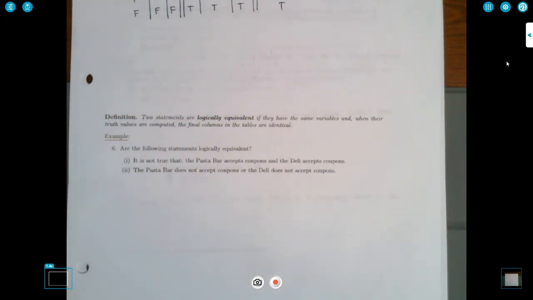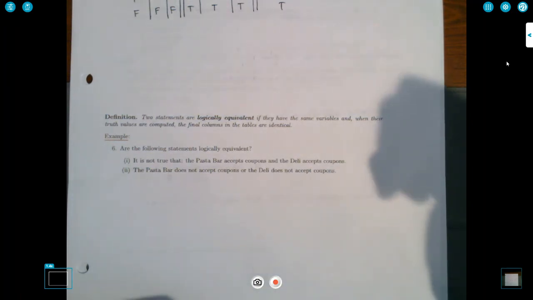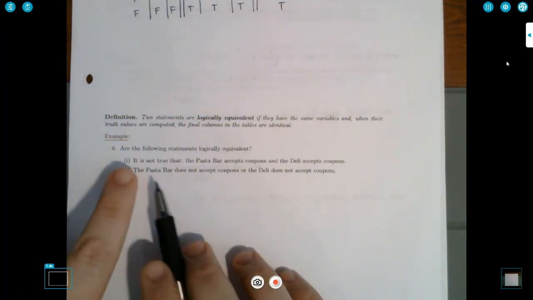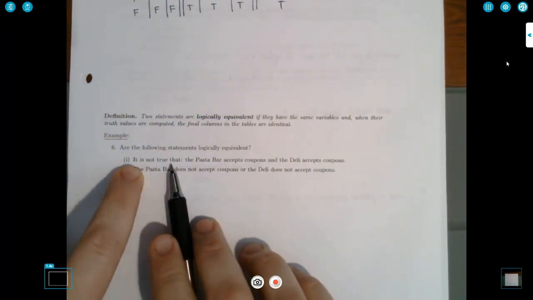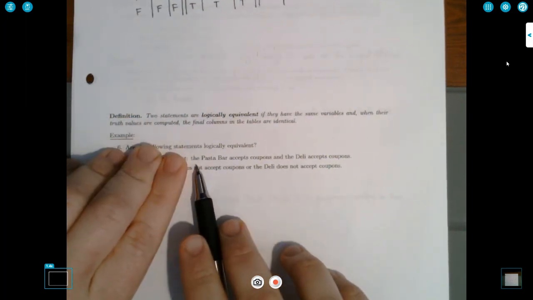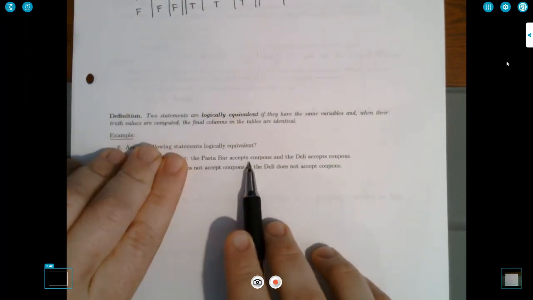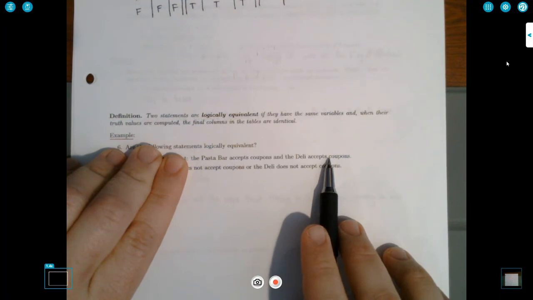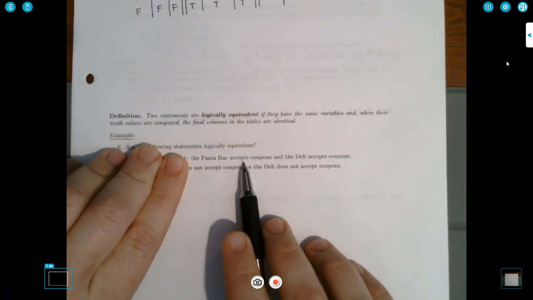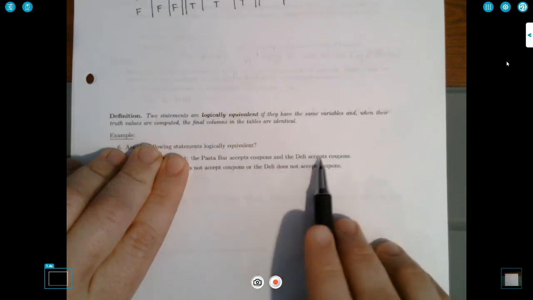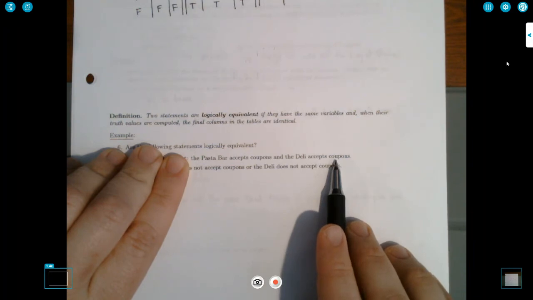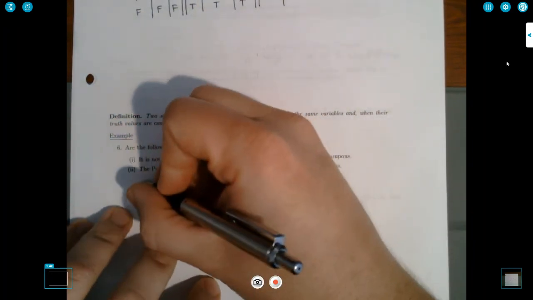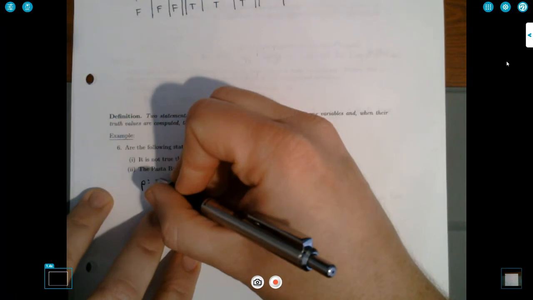So in order to do that, let's assign some variables. It says it's not true that, that's just a big negation, right? So what are they saying is not true? The pasta bar accepts coupons and the deli accepts coupons. So for the pasta bar accepts coupons, I'm going to call that P. And for the deli accepts coupons, I'm going to call that D. So let P be the pasta bar accepts coupons.